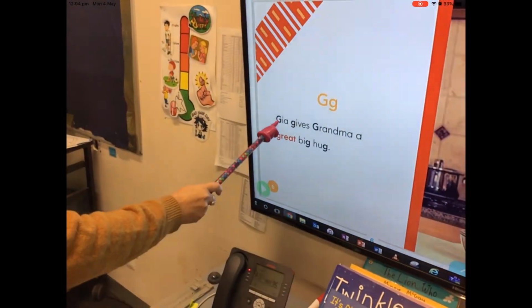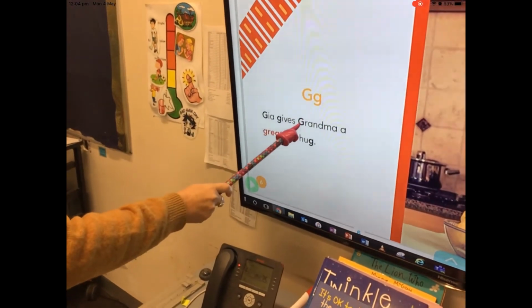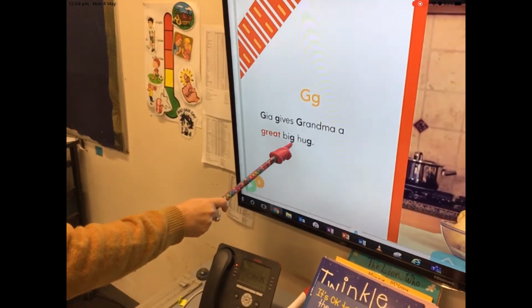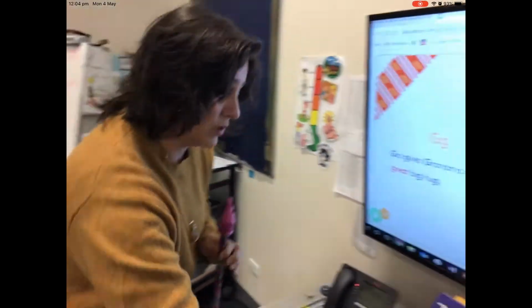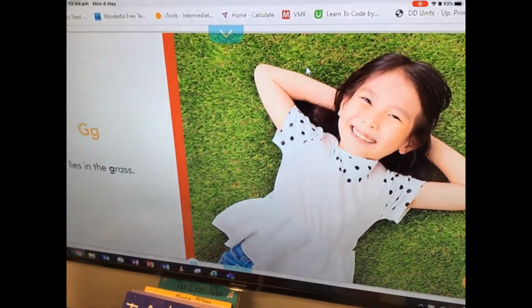Okay, let's count them. 1, 2, 3, 4, 5, 6. Oh, that's a lot. Isn't it? That's a lot. I wonder if in your book, if you have a look, if you find that many. I think that's pretty good. Okay, let's turn over the page.